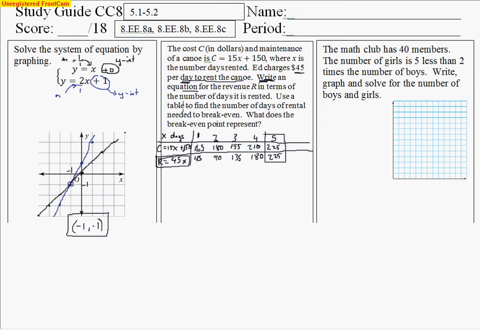So now we've used the table needed to find the break-even point, so we found that, and now we want to say, what is the break-even point? What does it represent? Well, it represents that at 5 days, the cost equals the revenue. The revenue is the income that you make from renting out the canoe, which is $225. So that's the last part of that problem.